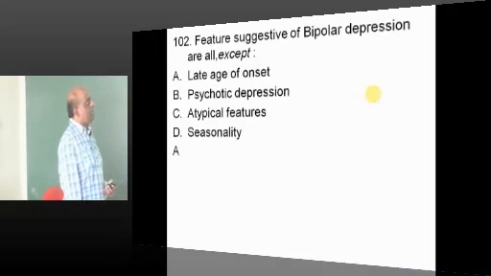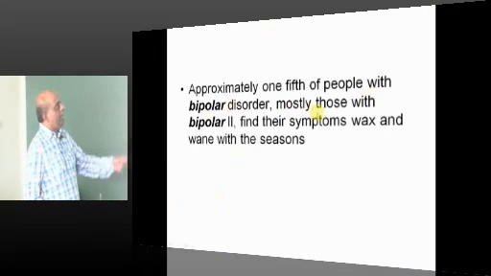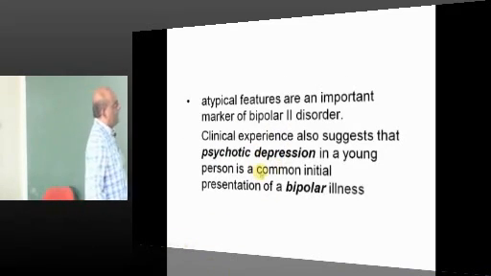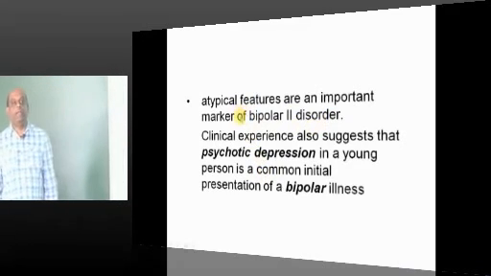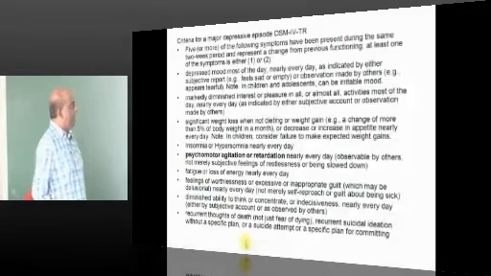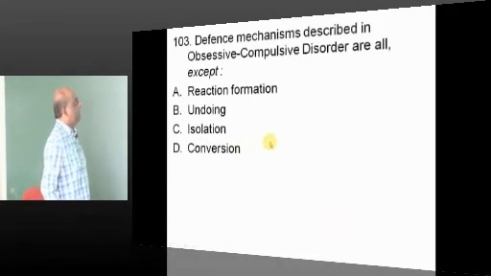Late age of onset is not a feature. One-fifth of people who have bipolar disorder, mostly those with bipolar 2, have symptoms which wax and wane with the seasons. Atypical features are more important, especially in the case of bipolar type 2. Type 1 and type 2, you need to know all the differences, and I leave the criteria for describing them.